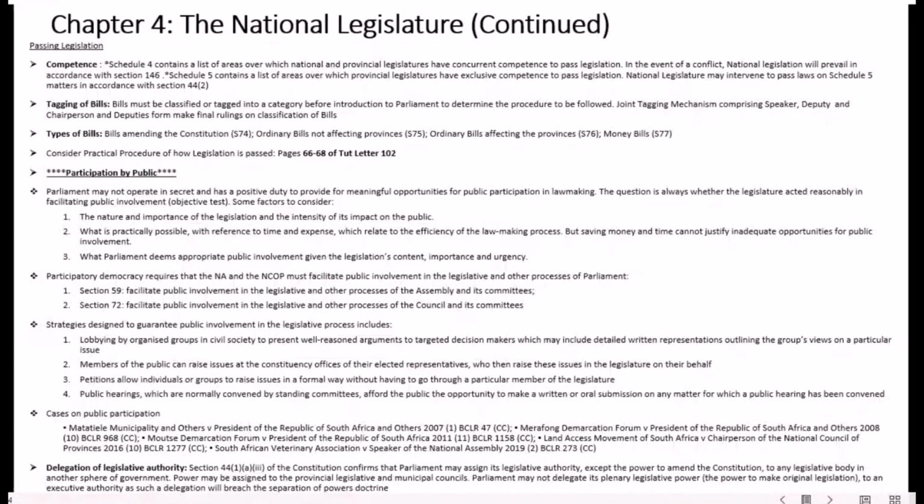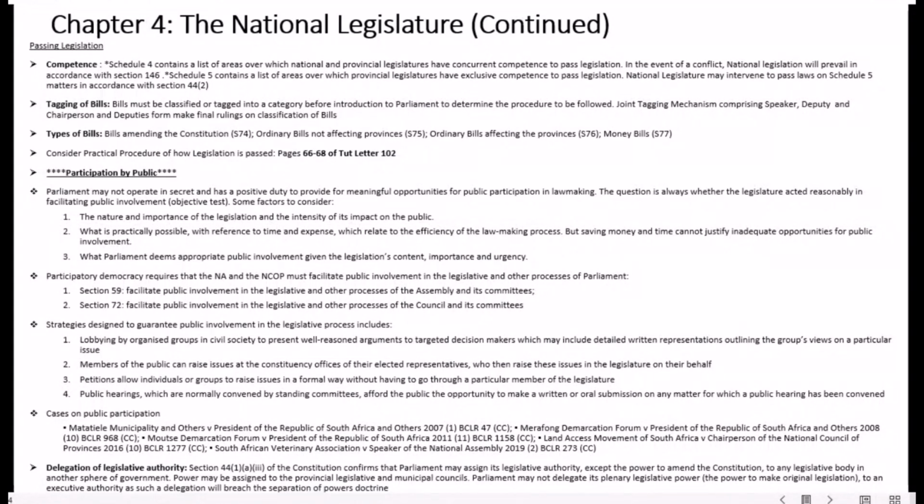Okay, moving on to participation by the public, colleagues. I've put stars on this once again because Prof did mention it in yesterday's lecture. She emphasized the importance, so please make sure you do understand this in the relevant sections as well.